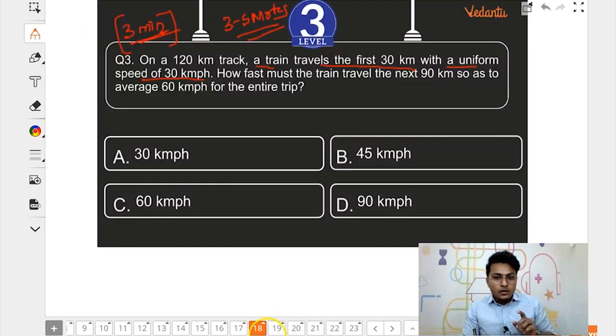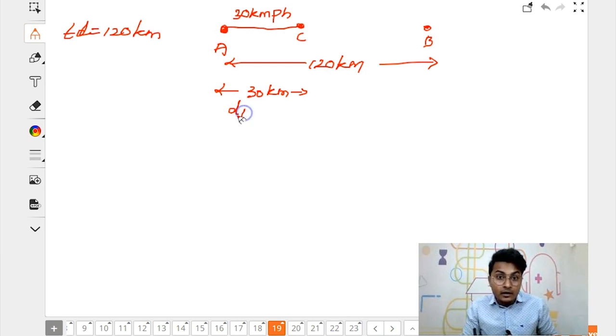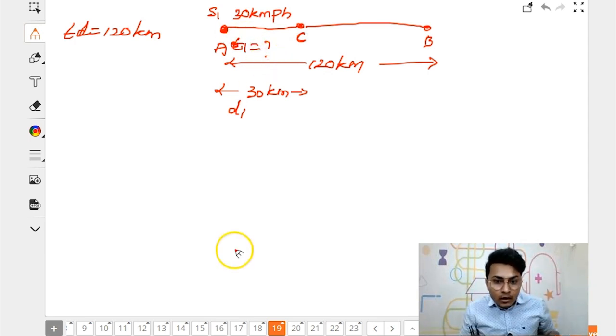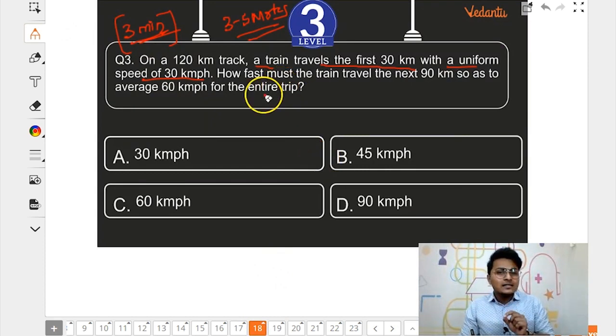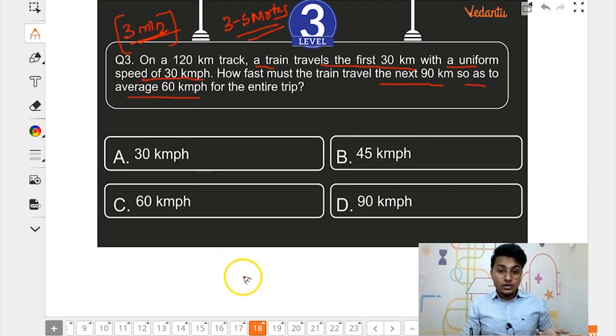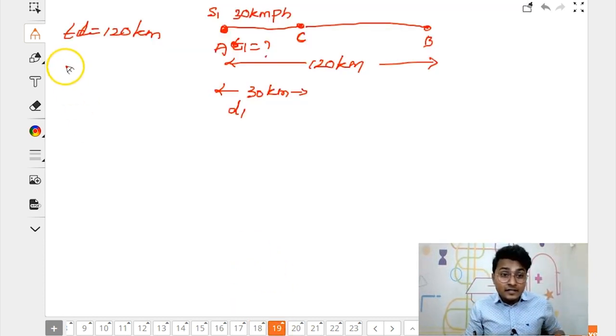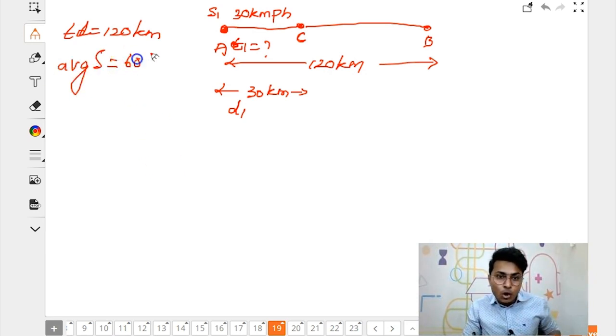Next part says, so here I have the distance with me d1 and here I have the speed with me s1, but I don't have my time given to me. Correct. So if I consider from point A to point C, I don't have the time given to me. So t1 is unknown. Keep that as unknown. Next part is, then they ask us how fast must the train travel the next 90 kilometers so as to average 60 kmph. So they have given us average speed also. They have given us average speed is equal to 60 kmph already.